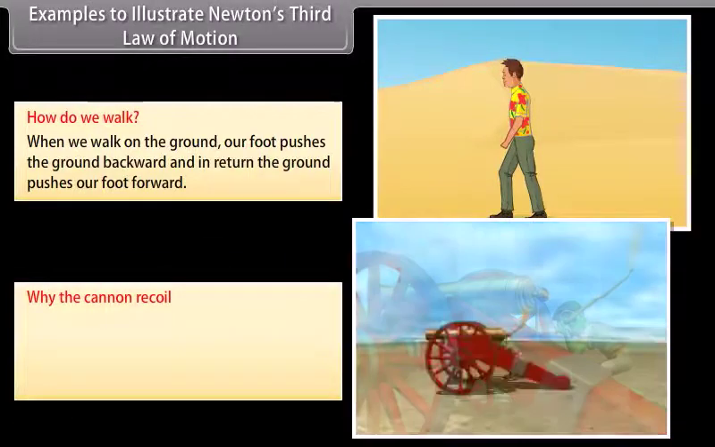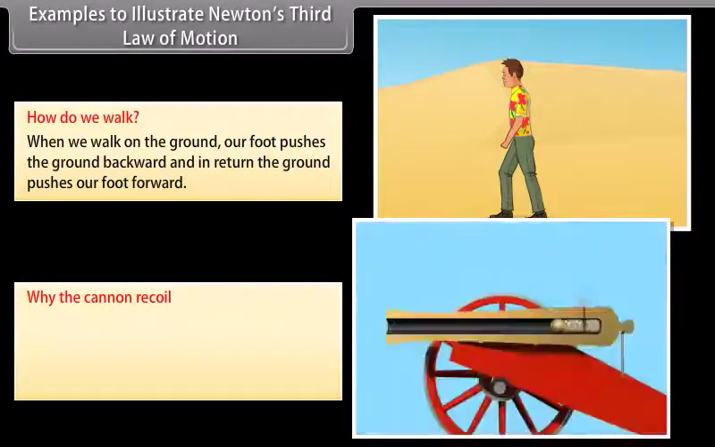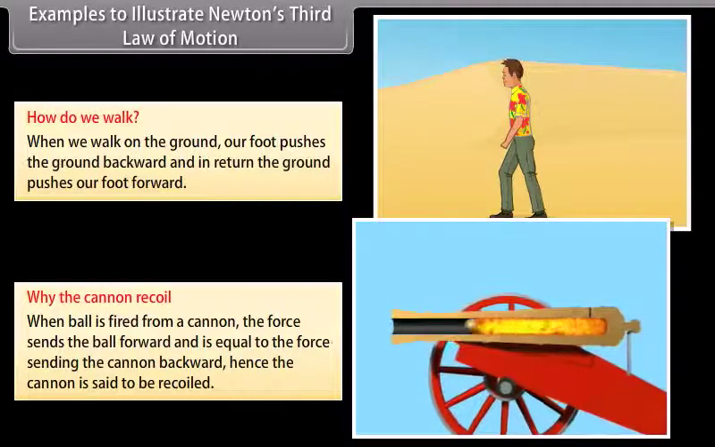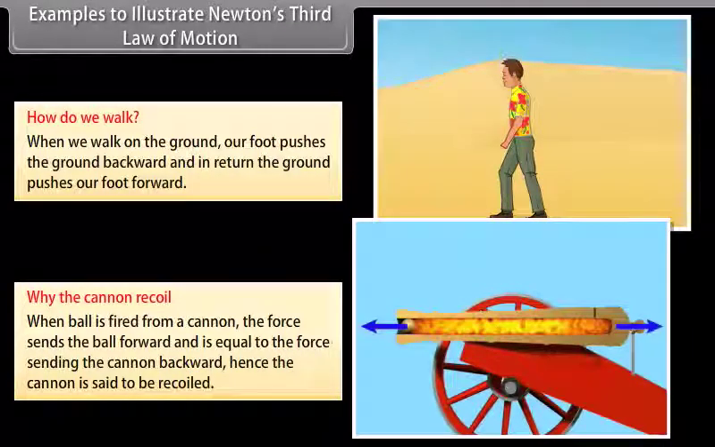Why does the cannon recoil? When a ball is fired from a cannon, the force sends the ball forward and is equal to the force sending the cannon backward, hence the cannon is said to recoil.